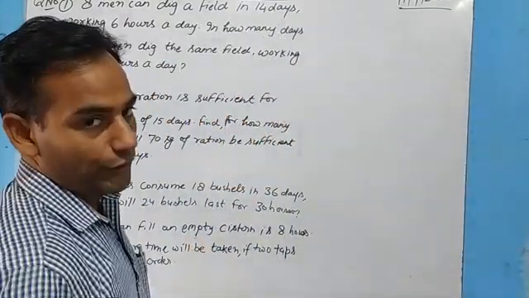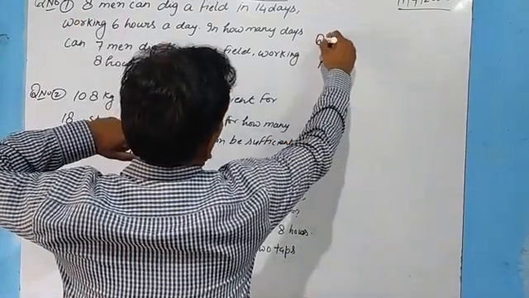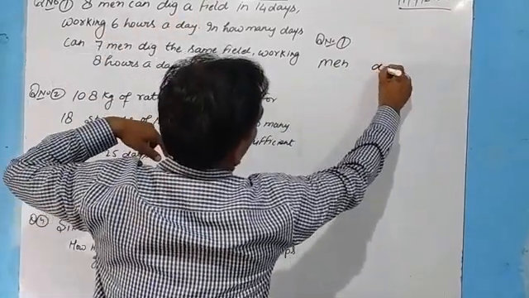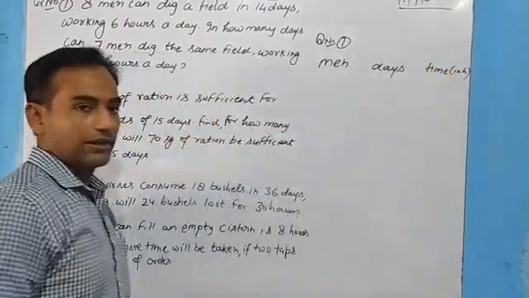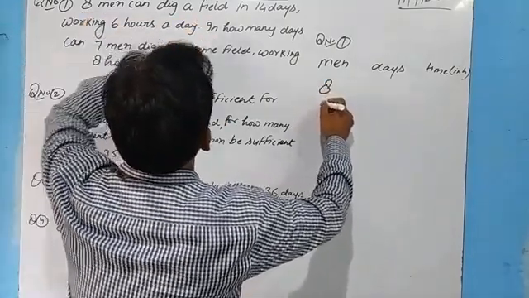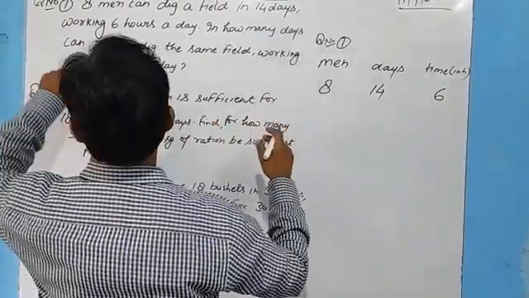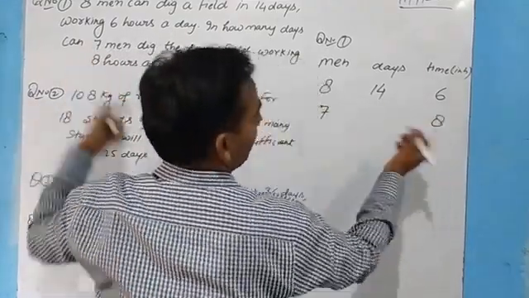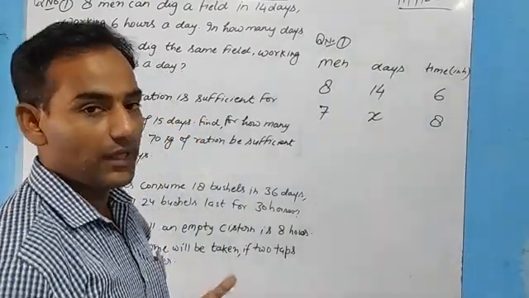But first of all, you write what things we have. We have men, we have days, and we have time in hours. कितने घंटे में काम करें, that also we have. So in the beginning we have 8 men, 14 days, and working only 6 hours a day. Afterwards we have 7 men working 8 hours a day, and we don't have the number of days, we have to find it, so let the number of days taken by 7 men be x.